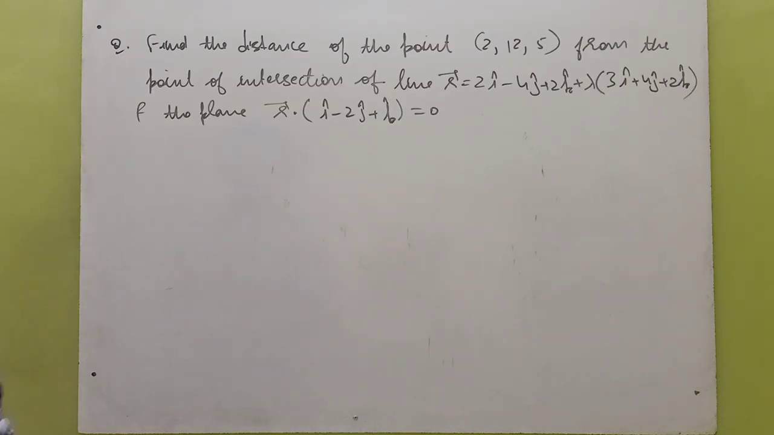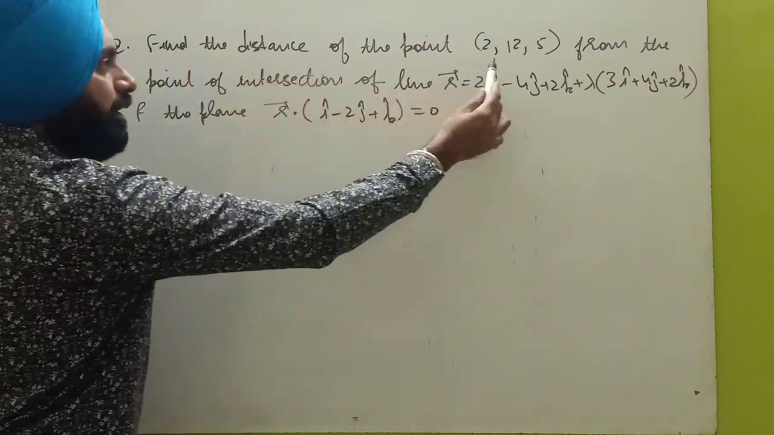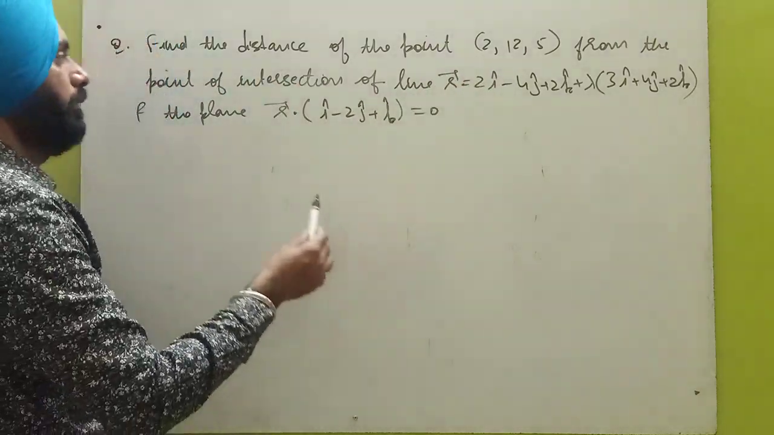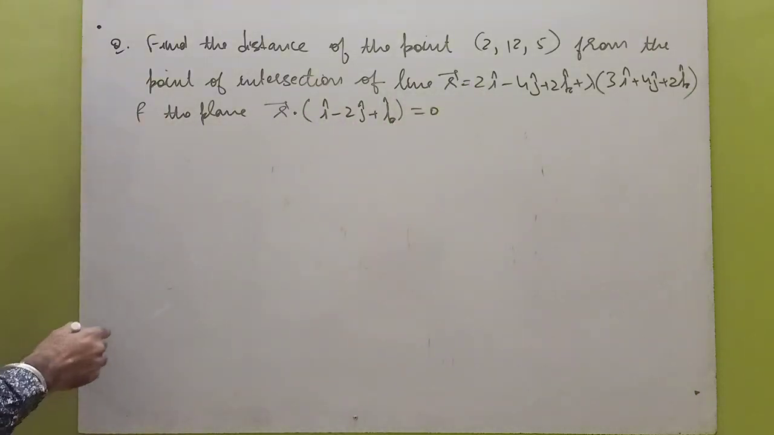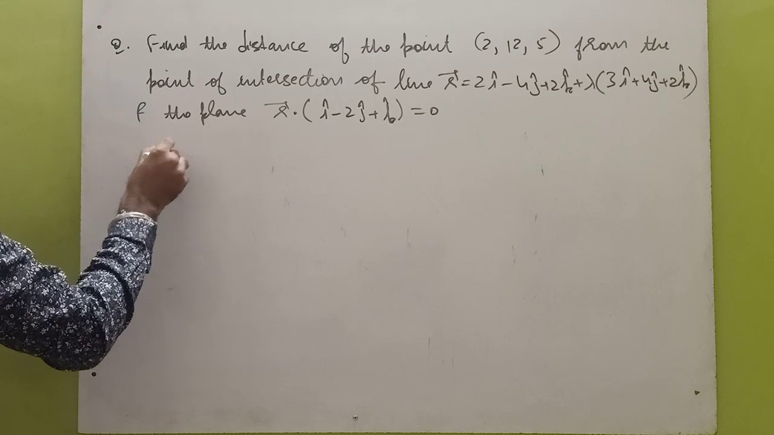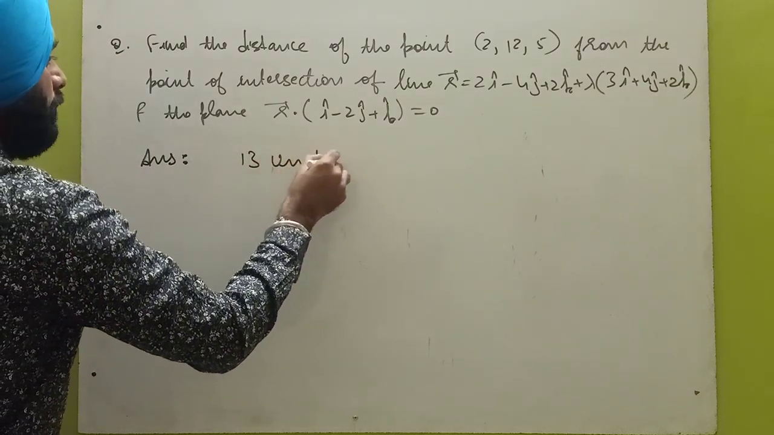Now you can solve one question based on this previous question. Find the distance between the point (2, 12, 5) and the point of intersection of this line and the plane. So repeat the same steps as in the previous one, and again the answer will be 13 units. So you can try this.